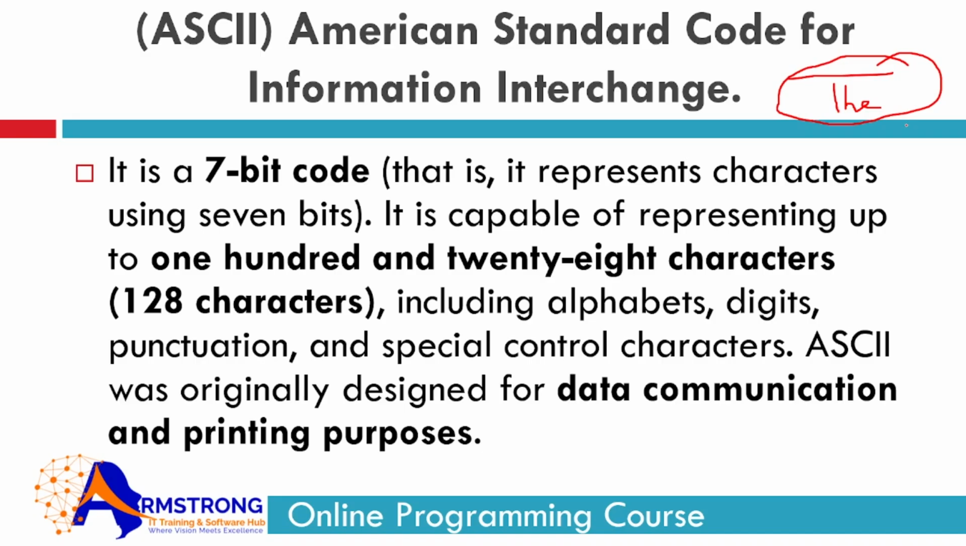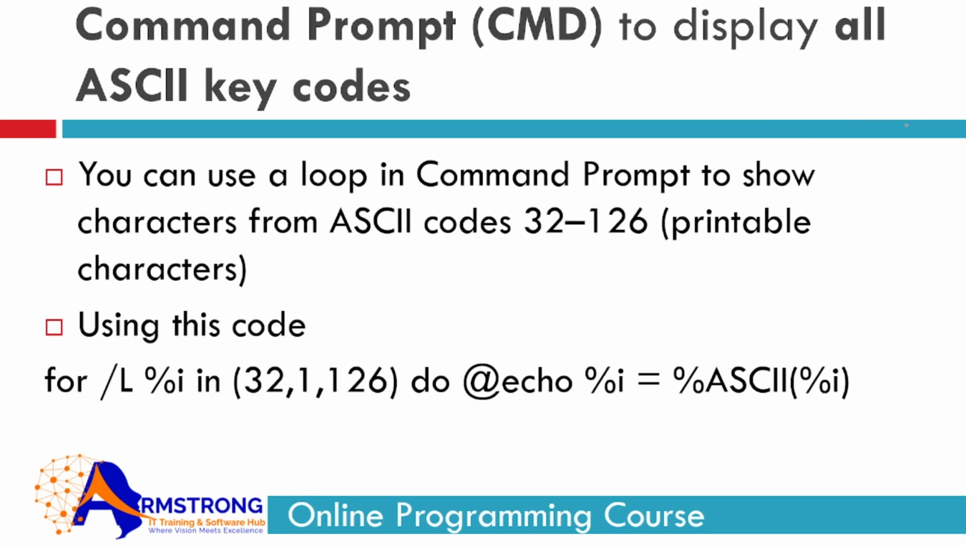Having said that, now we understand what an ASCII code is. For us to better understand that it is a 7-bit code, let's look at something. We are going to learn how to use the command prompt to display an ASCII code key. Simply put, the alphabet is what the computer represents using an ASCII code. Now, when you watch here, the code goes from 32 to 126. So you can use a loop in the command prompt to show characters for an ASCII code.